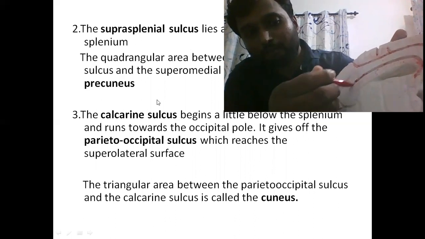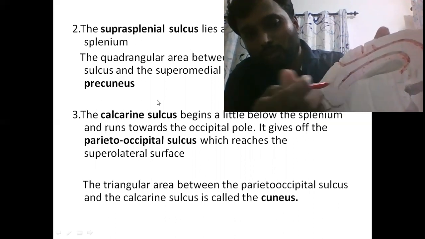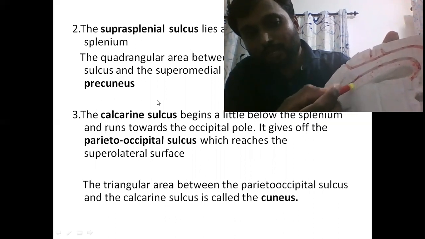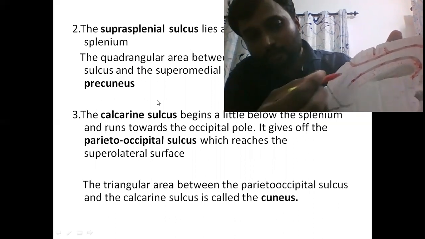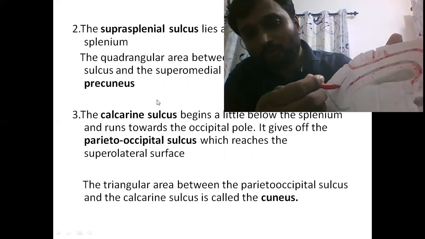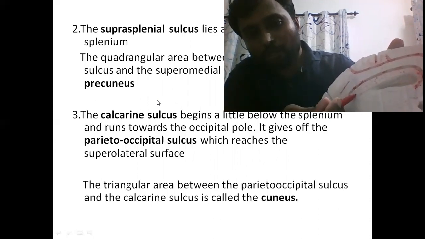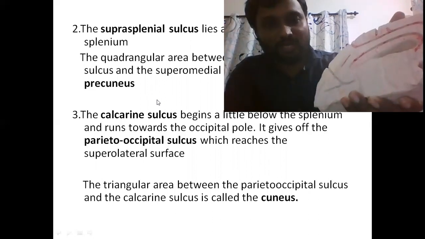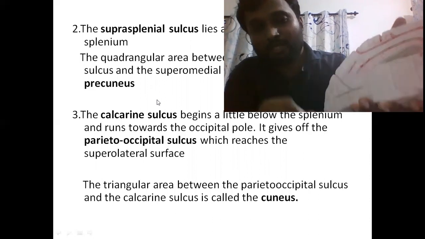See here in this image, this one is a splenium. See, there is a groove. There's a callosal sulcus. See, this one is a splenium. Above the splenium, this groove, it is a suprasplenial sulcus. See, this is a splenium. So automatically above that, this one is known as what? Suprasplenial sulcus. So splenium, above that is a suprasplenial sulcus.